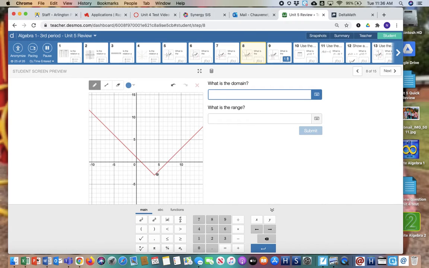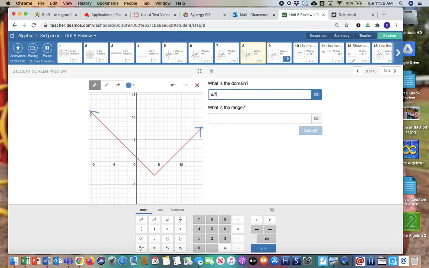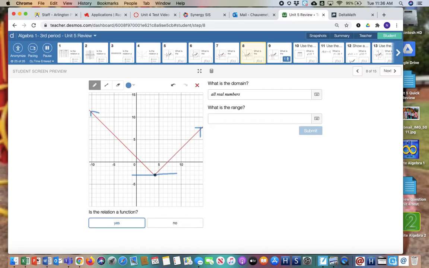What's the domain? So again, left and right. Well, this goes left forever. This goes right forever. So the domain, again, is all real numbers. Or, again, you can write negative infinity to positive infinity. Now let's talk about the range. So I know the range can't just be all real numbers because there's no arrow that goes down off the graph. They go up off the graph. So I need to identify my lowest value, which is right here at that point. So then I say, well, what's that for y? What's it, -1, -2, -3?